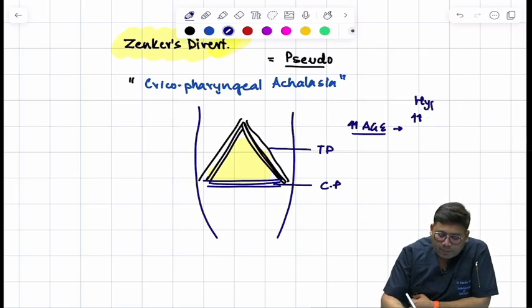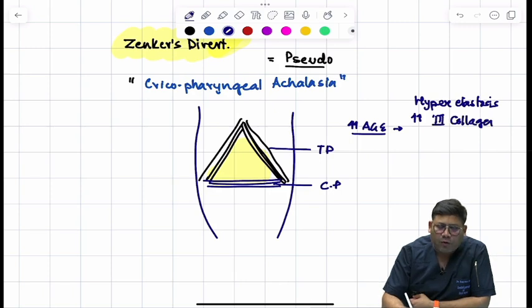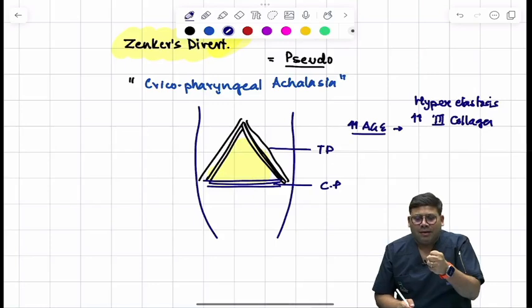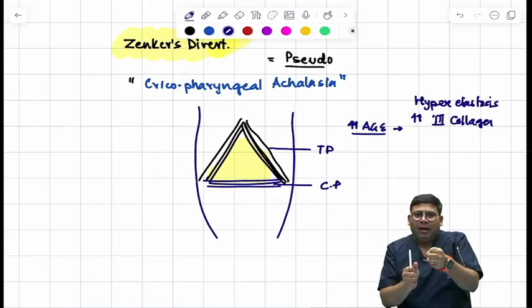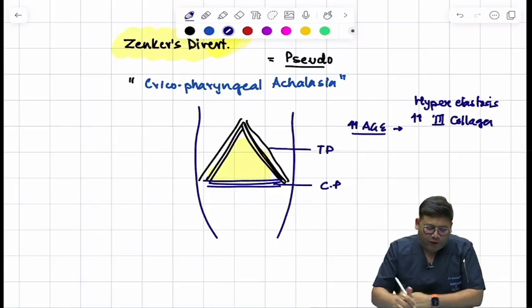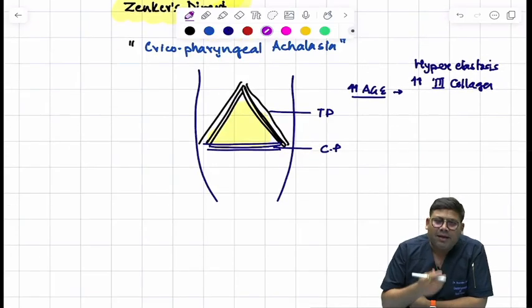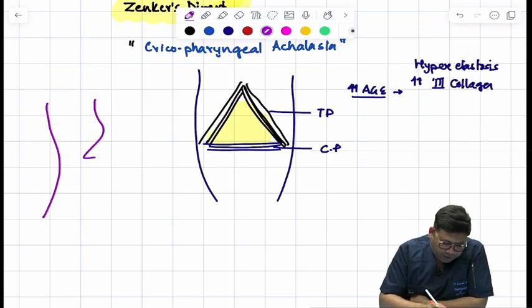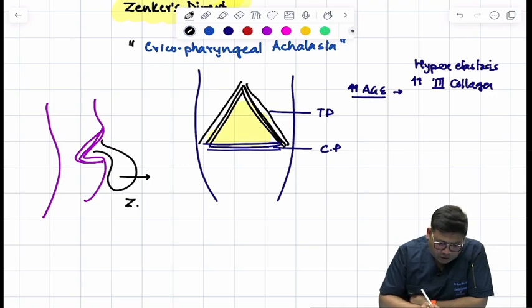So when we talk about hyperelastosis, what do we mean? There is increase in type 3 collagen. When there is increase in type 3 collagen, the tone increases, and when the tone increases, they fail to relax, and then there is an increase in pressure proximal to the sphincter, and that is why what will happen via this triangle. So this is the Killian's dehiscence or Killian's triangle. There will be outpouching, and this is known as Zenker's diverticulum.